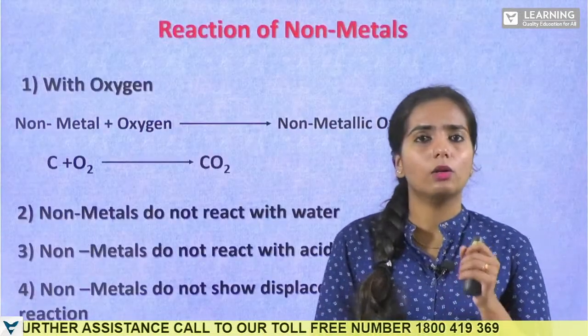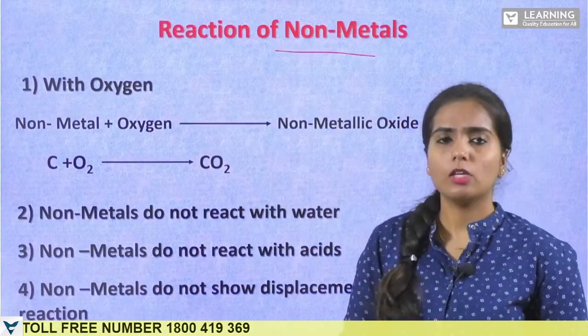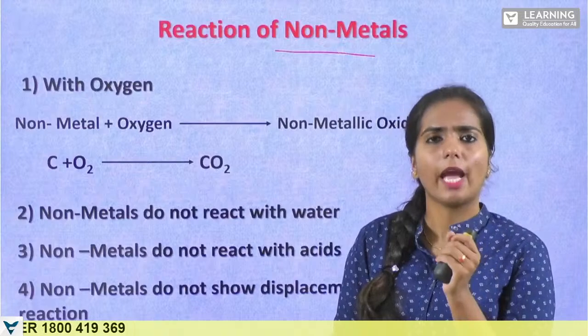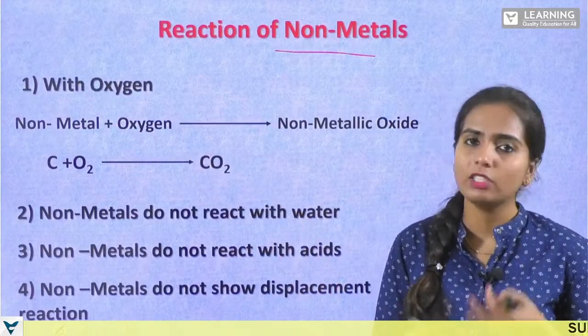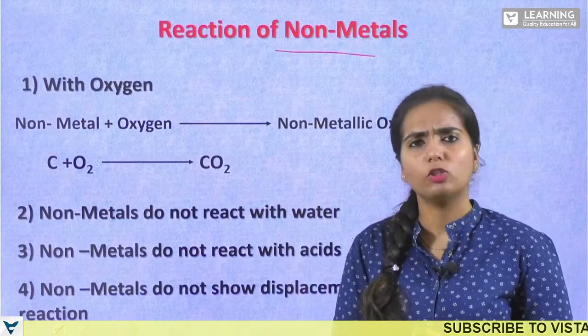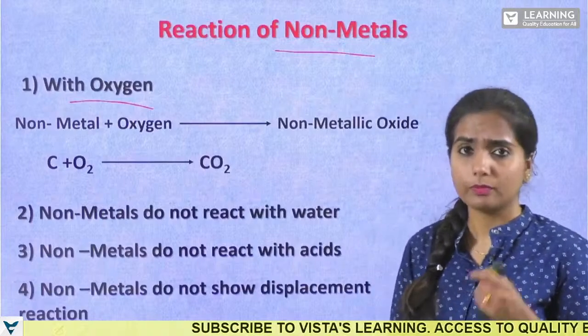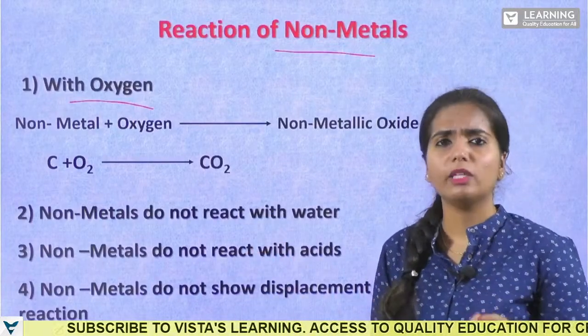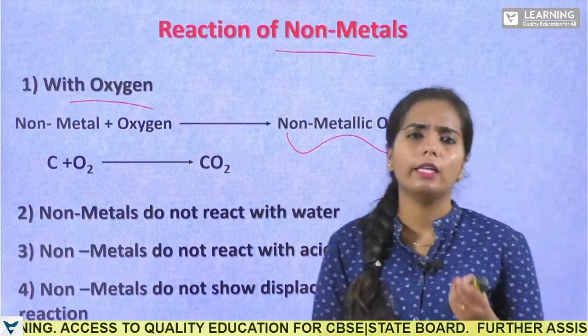The last topic for today's class is reaction of non-metals. Basically, the reaction of non-metals is carried out with the same procedure, with the general equation and the actual equation. What happens here? The first one is reacting with oxygen. When a non-metal reacts with oxygen, what does it give? It gives a non-metallic oxide.